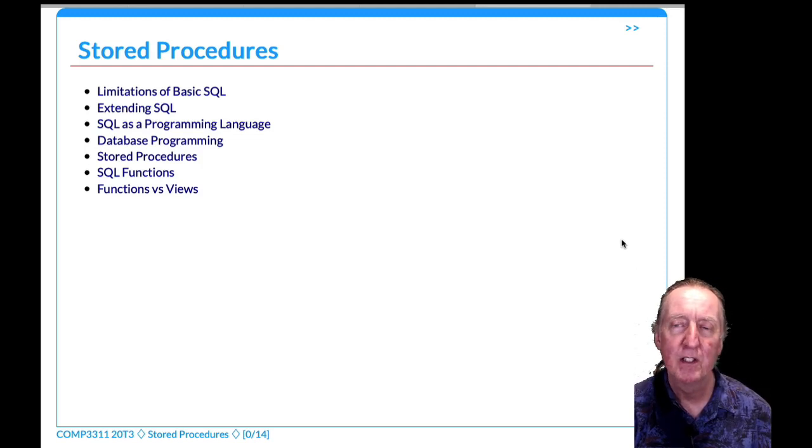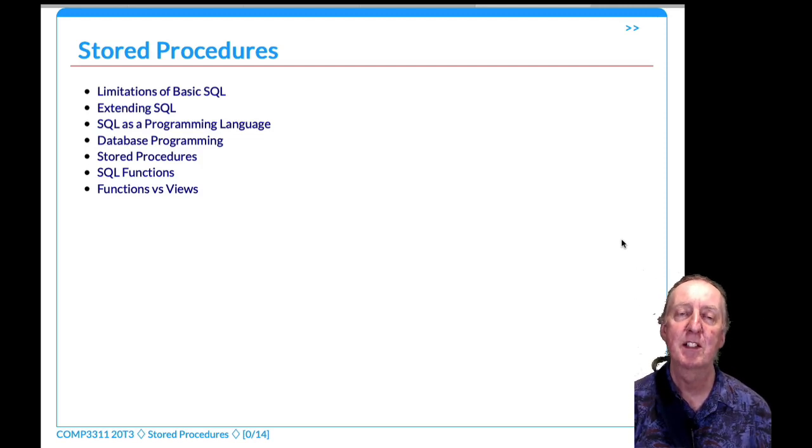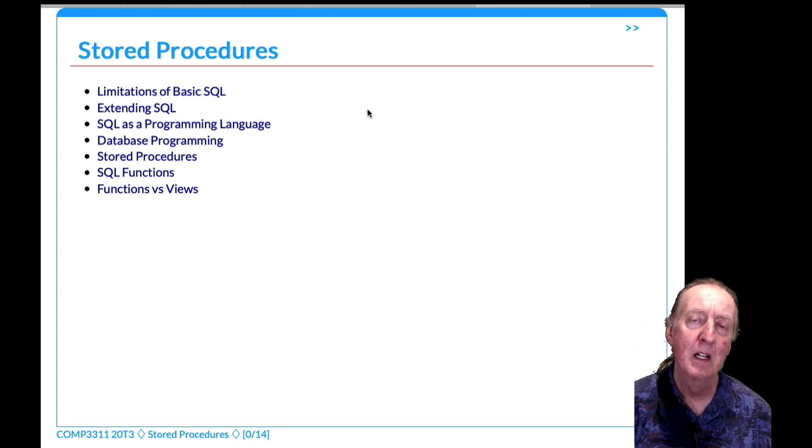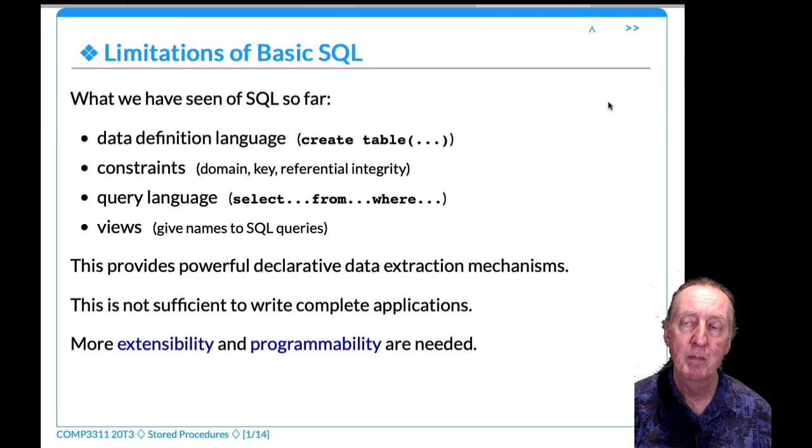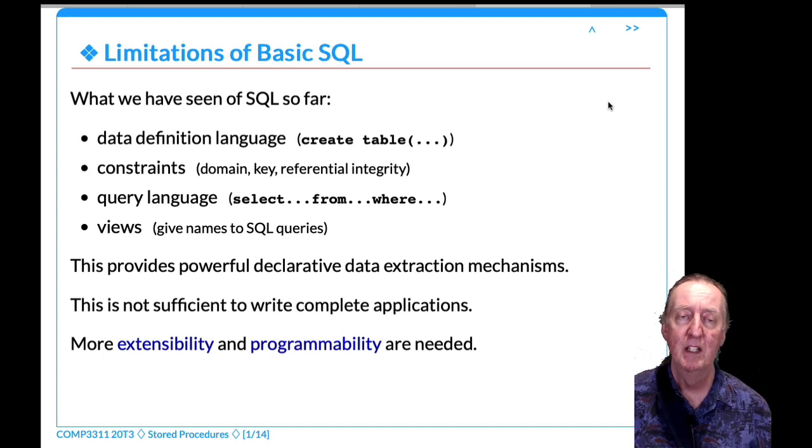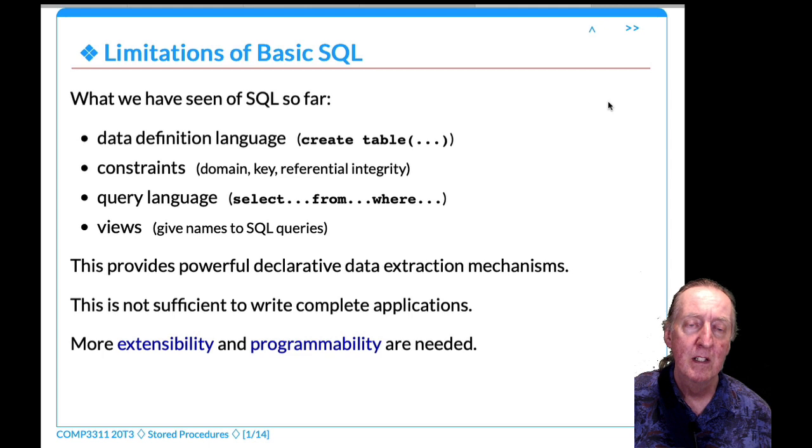Okay, well, we've had a look at SQL and we've seen that it's a pretty powerful language for manipulating data. But it can't do everything. So let's take a look at some of the things it can do, some of the things it can't do. So obviously it can define data, set up constraints, got a very powerful query language, and there's even a little bit of abstraction via views. So that gives you quite a powerful mechanism to define, store, and extract data.